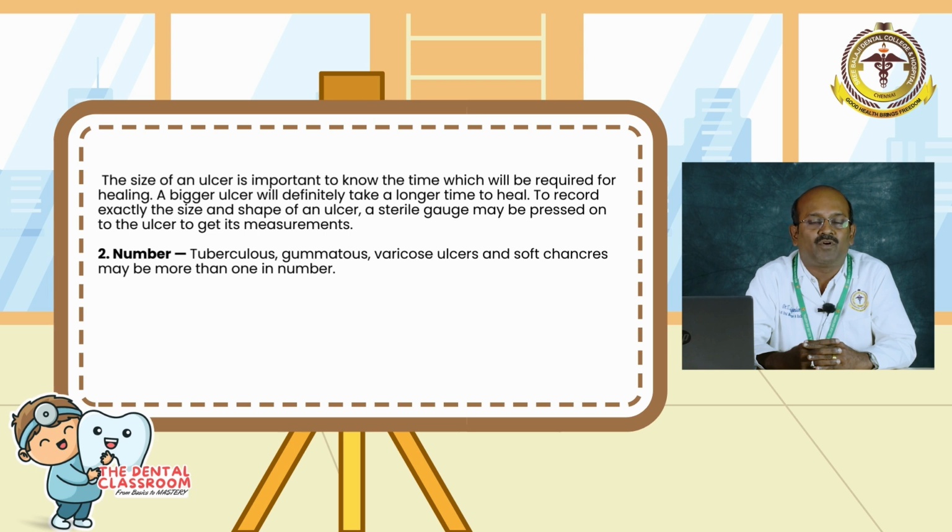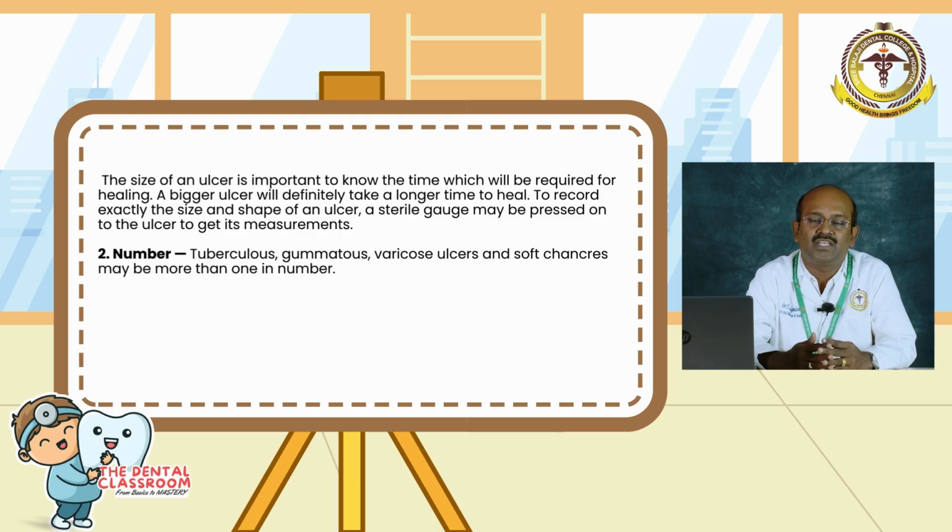The size and shape of an ulcer plays a major role in the diagnosis and in the healing process. Depending on the size, we know how much time it takes to heal. If the ulcer is going to be big, definitely it's going to take more time to heal. So how to measure the size of an ulcer? Generally, we can take a gauze piece and put it on the ulcer and measure the dimensions, vertical dimension and horizontal dimension, and record it. So once we progress with the patient, we know whether the ulcer is a healing ulcer or a non-healing ulcer.